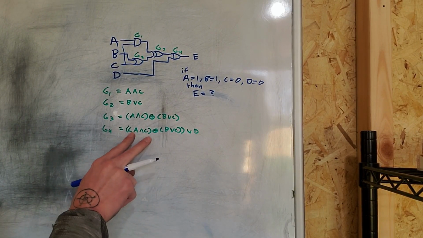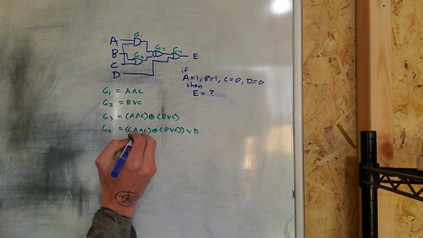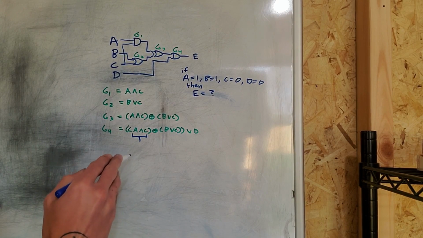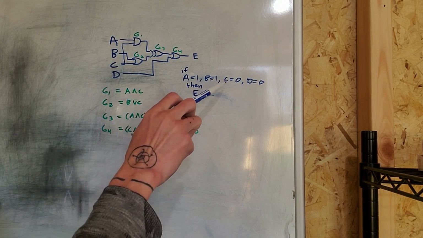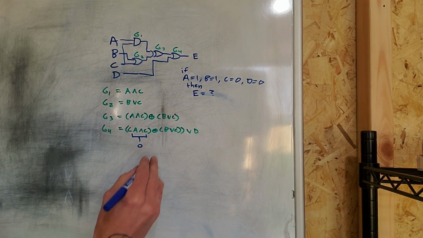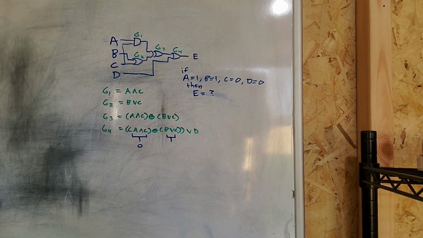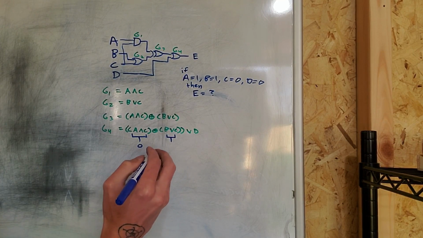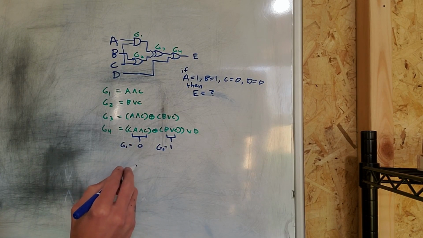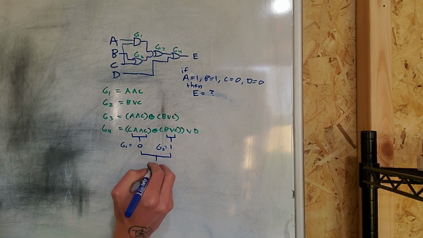So in the initial parentheses here, let's solve for G1 and G2. G1 would be A and C. If A is 1 and C is 0, then 1 and 0 is 0. So then let's solve for G2, B or C. Now B is 1, C is 0, so 1 or 0 is 1. So now let's say XOR. What is G1 XOR G2, or 0 XOR 1? That's going to be 1.